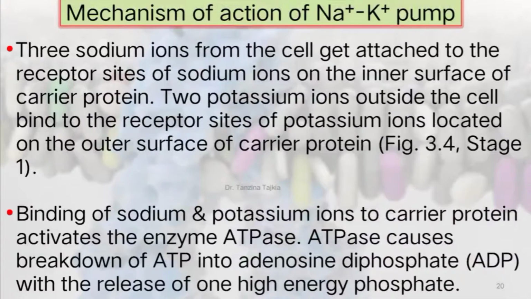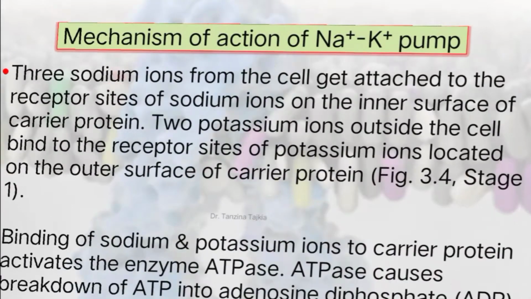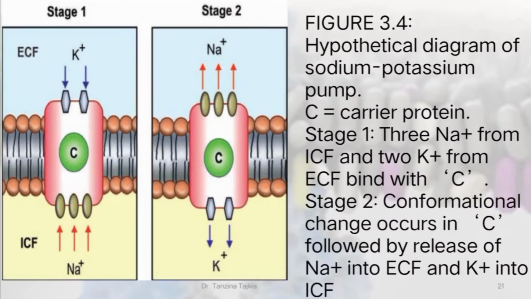In the mechanism of action of the sodium potassium pump, 3 sodium ions from the cell get attached to the receptor sites for sodium ions on the inner surface of the carrier protein, and 2 potassium ions outside the cell bind to the receptor sites for potassium ions located on the outer surface of the carrier protein. Binding of sodium and potassium ions to the carrier protein activates the enzyme ATPase. ATPase causes breakdown of ATP to adenosine diphosphate and releases one high energy phosphate. This is the hypothetical diagram of the sodium potassium pump.